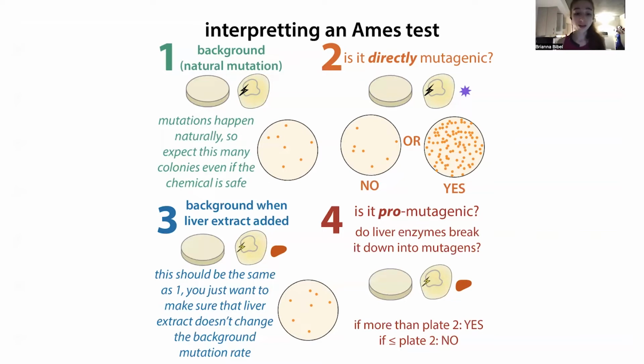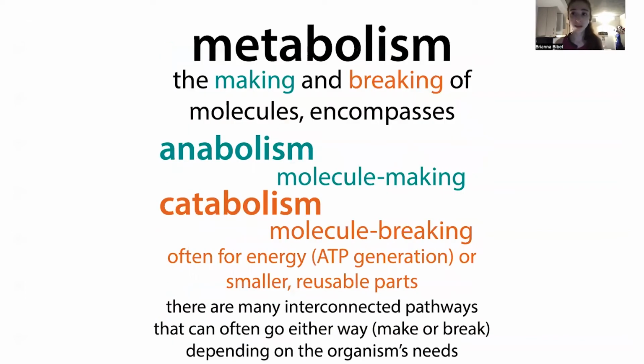Okay, but what happens if you actually put something in a body? Bacteria don't have livers. And why I mention livers is because our livers are a key place where metabolism occurs. And metabolism is the making and breaking and changing of molecules. Your liver modifies a lot of different things in a lot of different ways. This can be oxidation, so adding oxygen, and all sorts of different things. Sometimes this makes things more soluble so that you can more easily excrete them. Sometimes it converts them into other forms that are less toxic.